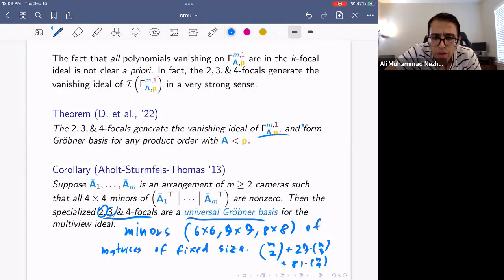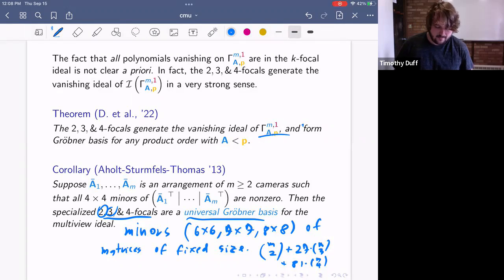And what do you mean by the arrangement? So to me, it sounds like a generic result, right? So we have some sort of genericity assumption here. Is that correct? Absolutely. So the genericity result that's needed to show that we have a universal Groebner basis is that these given cameras are such that all of their 4x4 minors are non-zero. So that's a seemingly strong genericity condition.